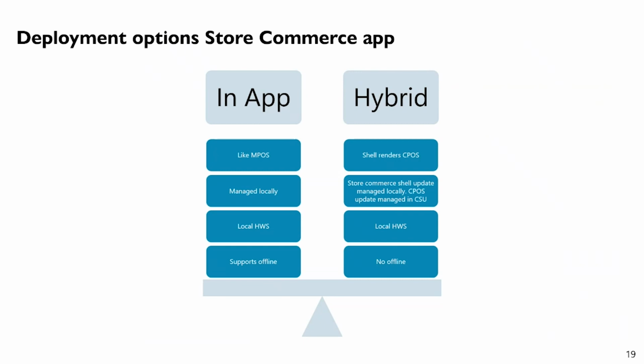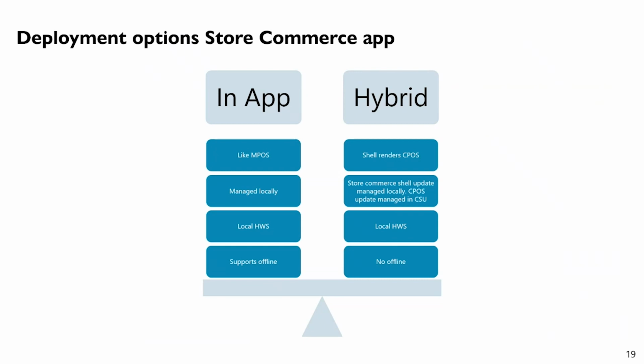During installation, pass the install offline command line switch to deploy the offline database. During offline, there is no connectivity. The application won't be able to connect to CSU or the commerce headquarters. In those cases, the app will use the locally deployed CRT. We also support local hardware station in the in-app mode.